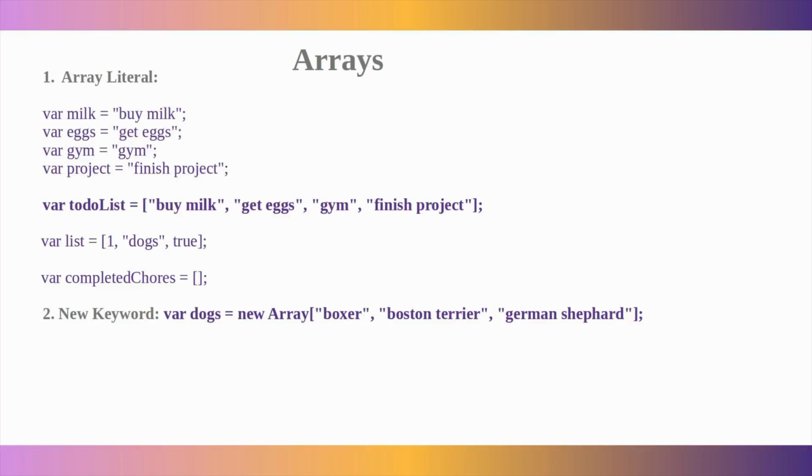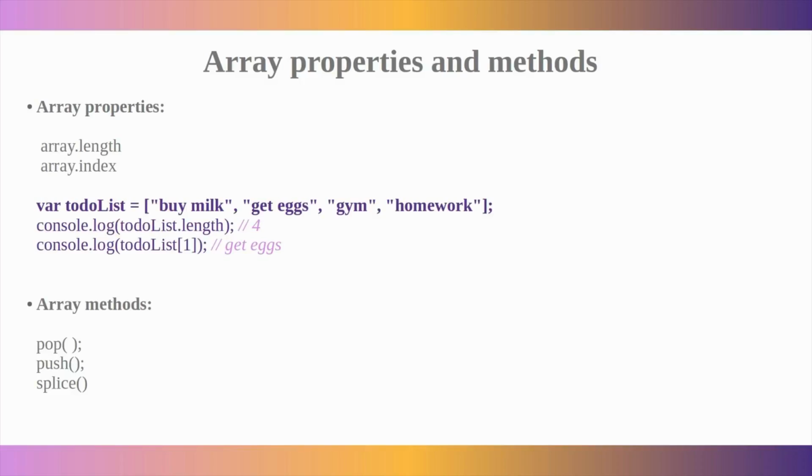Now let's learn a bit more about arrays before we create our first array. Arrays, like strings, have properties such as length. The length property of an array is accessed by the array name and then the dot notation followed by the keyword length. The length property of an array will return the number of items in an array. So you can see that toDoList.length returns 4.